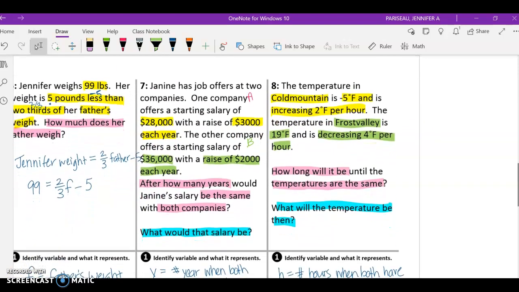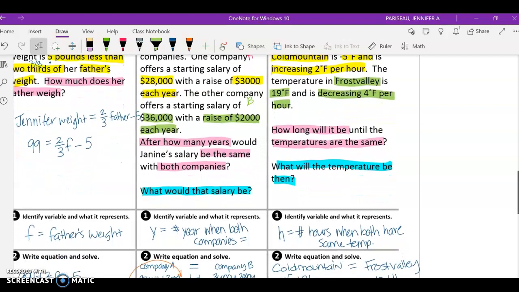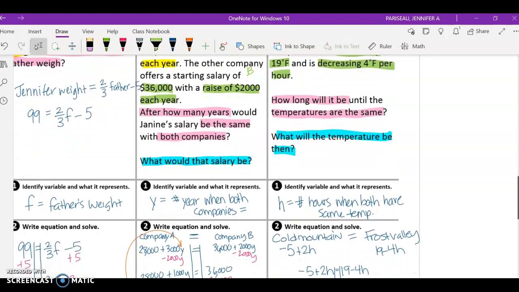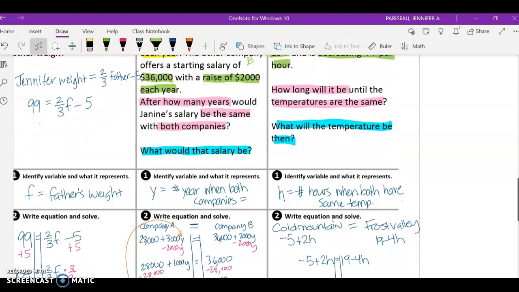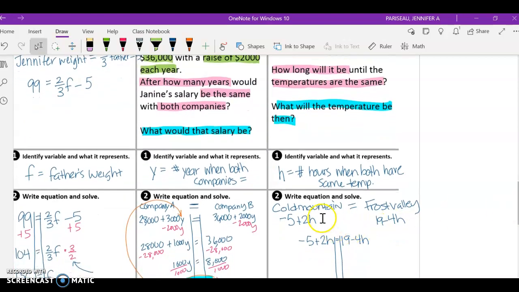Okay, so here's the key information that I highlighted. We've got 2 questions. When will they be the same? And what will that temperature be when they are the same? So the first thing is, let's check in to see how you did with setting it up. All right, so H is going to stand for the hours when they'll be the same. And so my goal was, when will Cold Mountain equal Frost Valley? So I wrote an expression to represent the temperature at Cold Mountain. It's at -5 and increasing 2 degrees every hour. But Frost Valley is 19 and decreasing. That's why it's -4 per hour. So here's that setup. So if that's where you're at, great job.